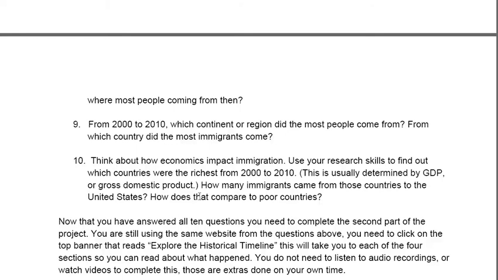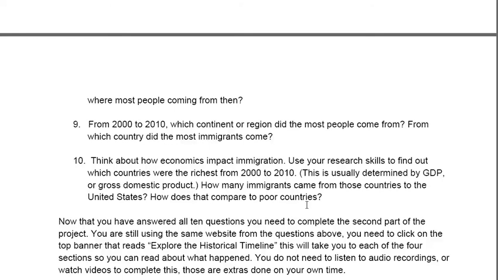Okay, and then I want you to tell me, how does that compare to the poorest countries? So again, the 5 bottom countries at the very bottom of that GDP list. What countries are they? Give me the 5 names. And then give me their immigration numbers. Tell me what country and how many people immigrated to the United States from the poorest countries.